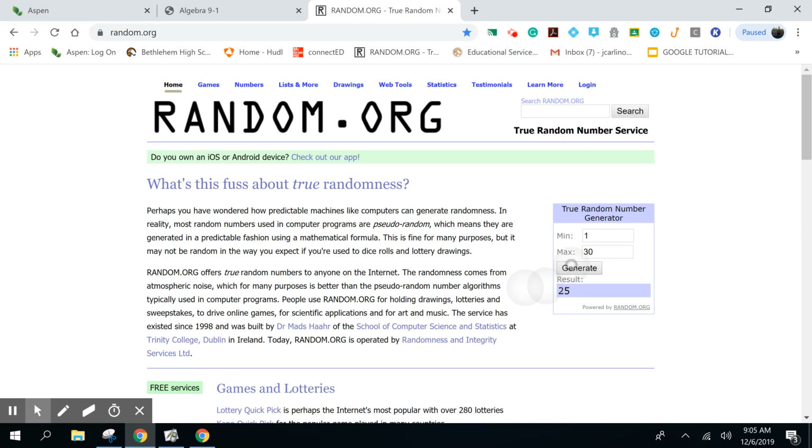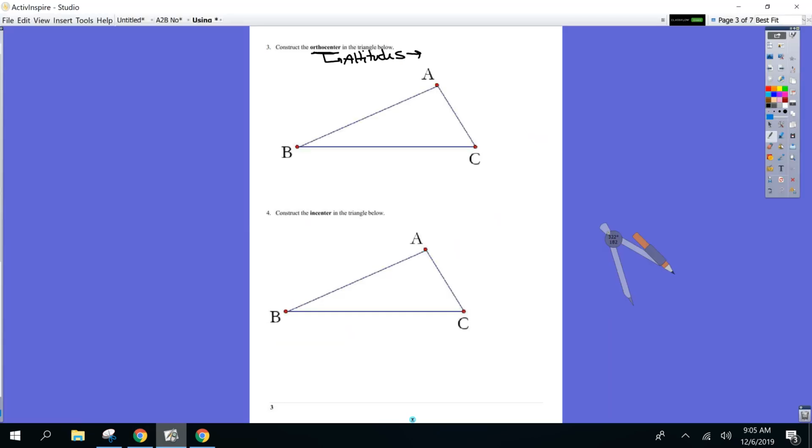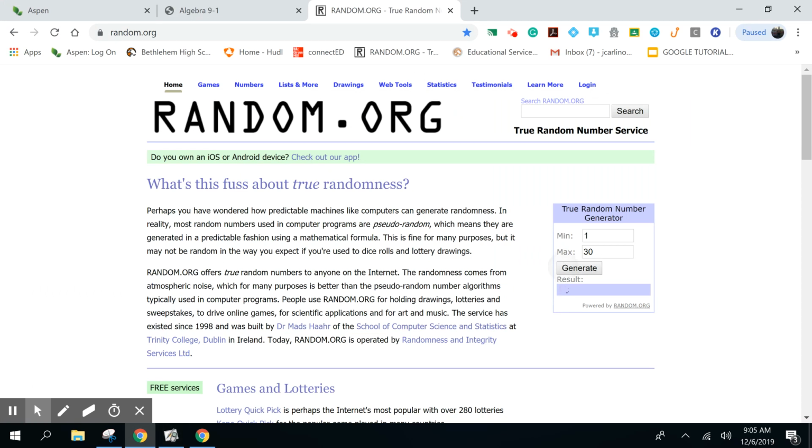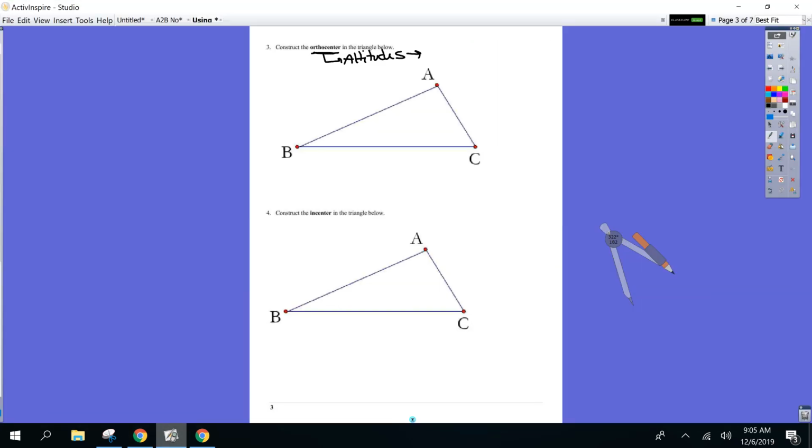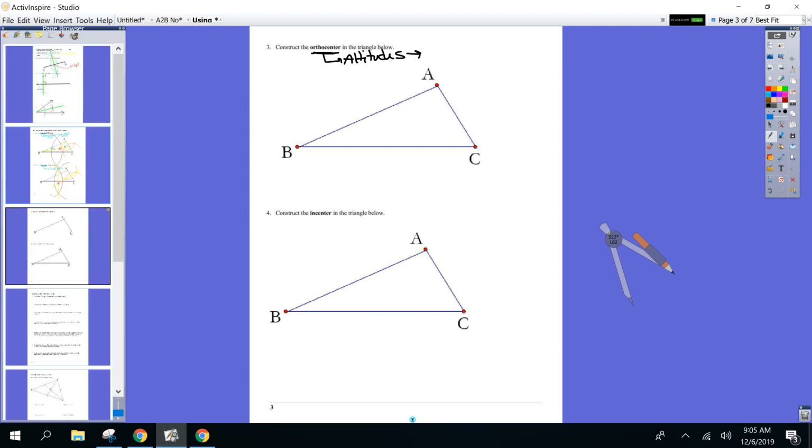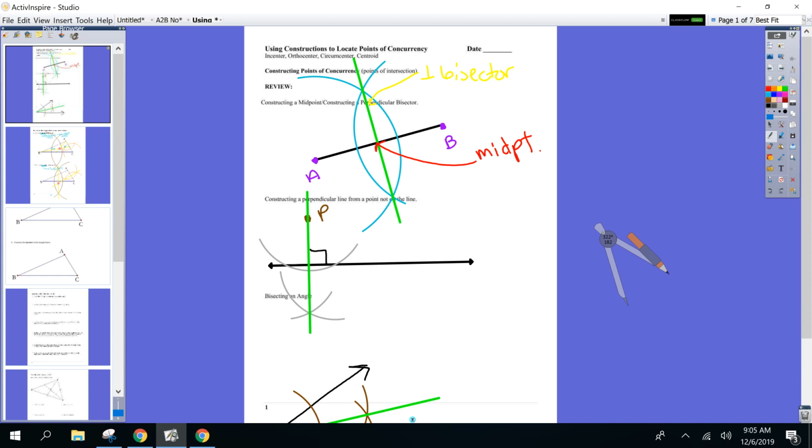I almost had it full class without calling it. What's an altitude? Perfect. From a vertex, a perpendicular line. That's all we're doing, right? It is a construction for the point not on the line.